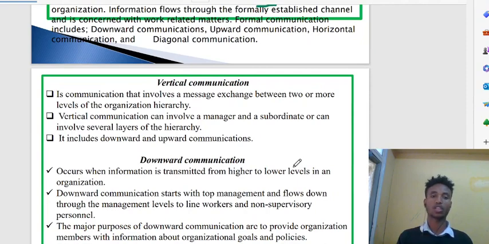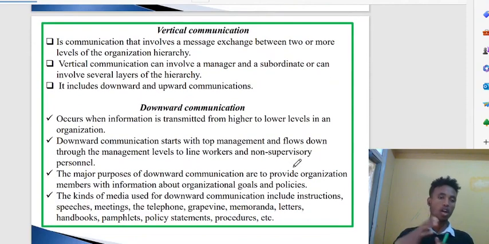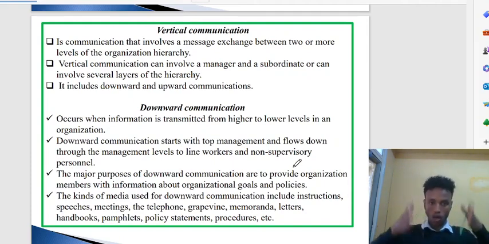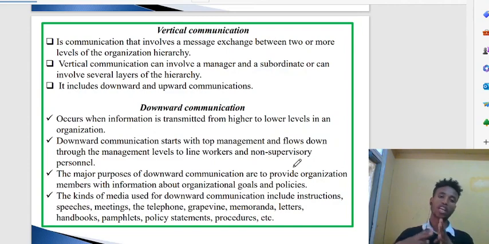Vertical communication has upward and downward. In downward communication, the information is transmitted from the higher to the lower level of the organization.